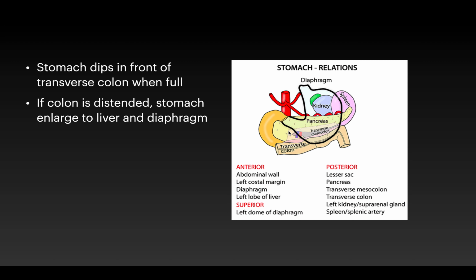So anteriorly, it's bounded by the anterior wall, of course, the left costal margins, the diaphragm, and the left lobe of the liver. Superiorly, it's going to be bounded by the diaphragm. Posteriorly, it's going to be the lesser omental sac, the pancreas, which is pretty important, the transverse mesocolon. Sometimes, like I said, it dips in front when it's full, but like in reality, it kind of like rests on top of the transverse mesocolon, and the transverse mesocolon, the pancreas, and the transverse colon itself make something called the gastric bed.